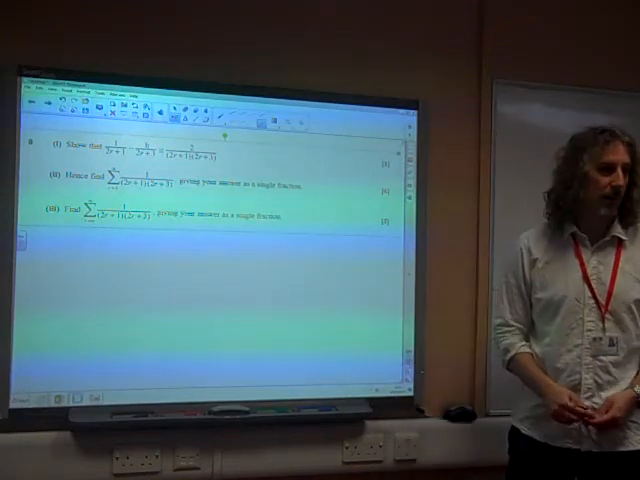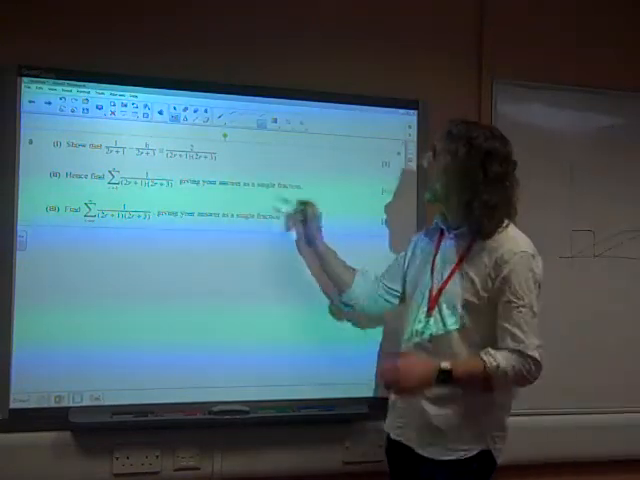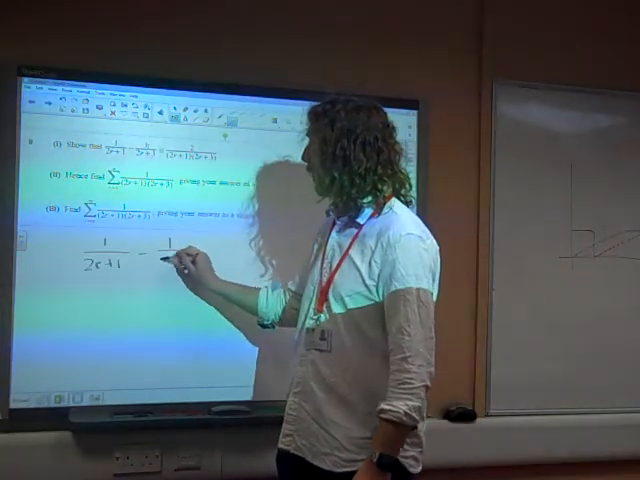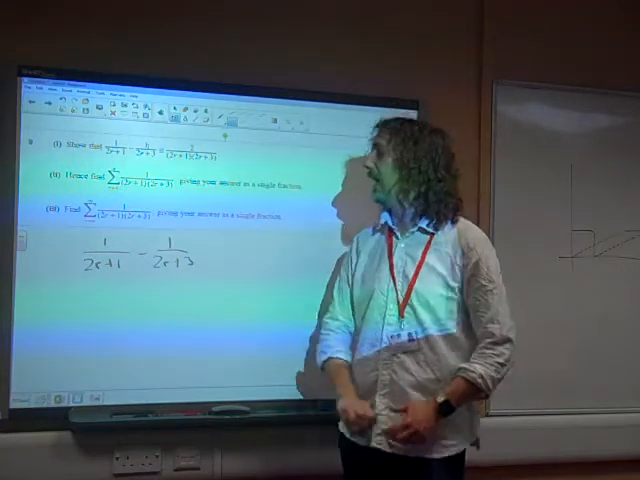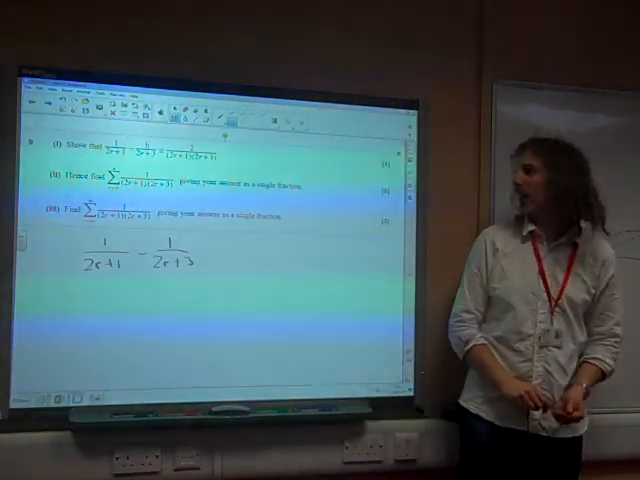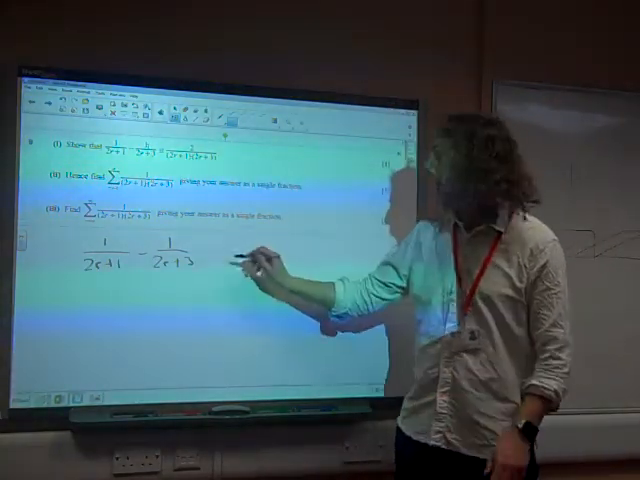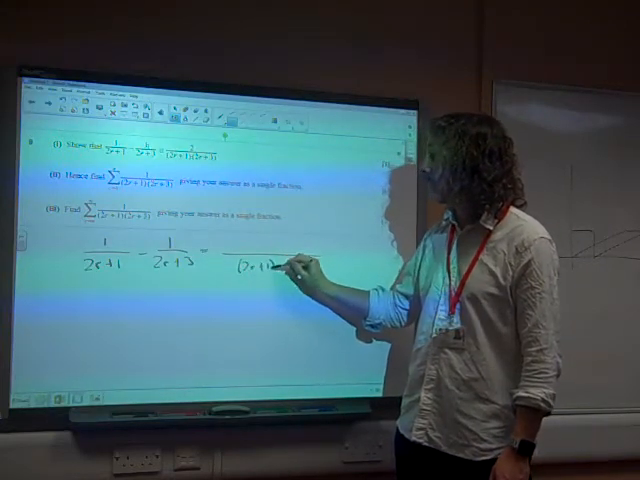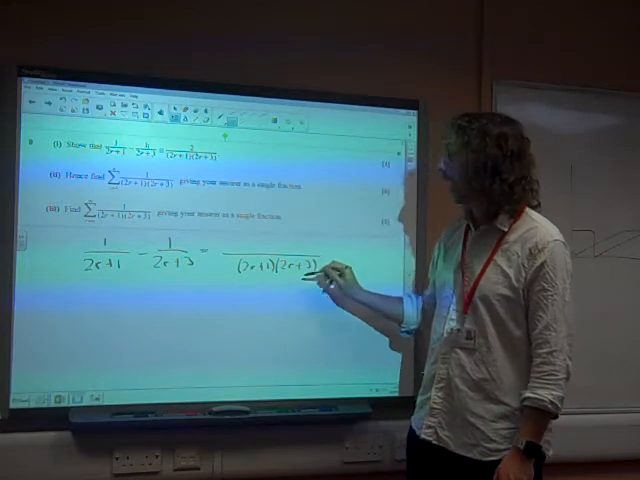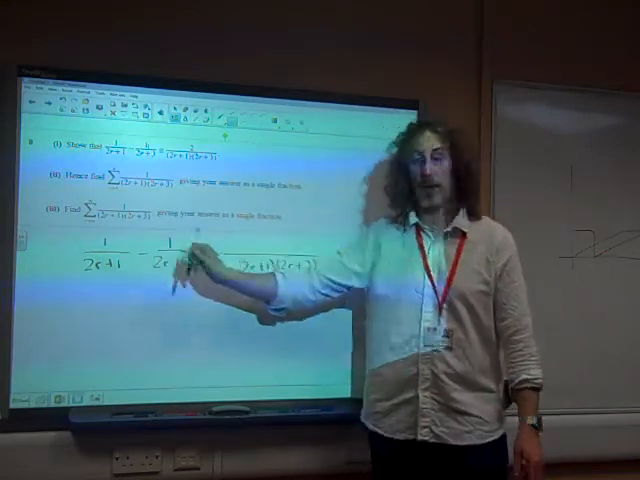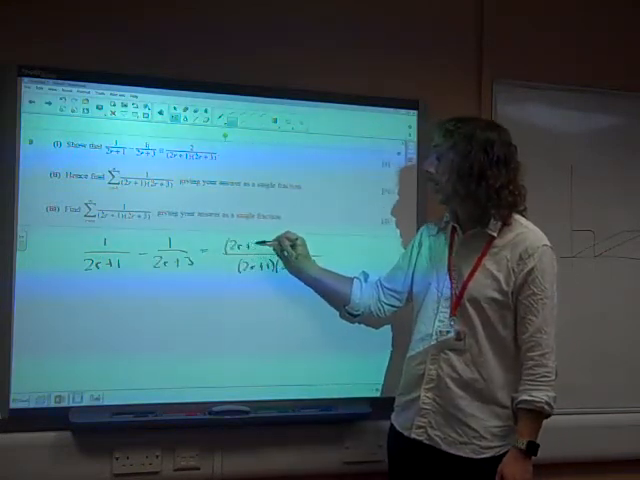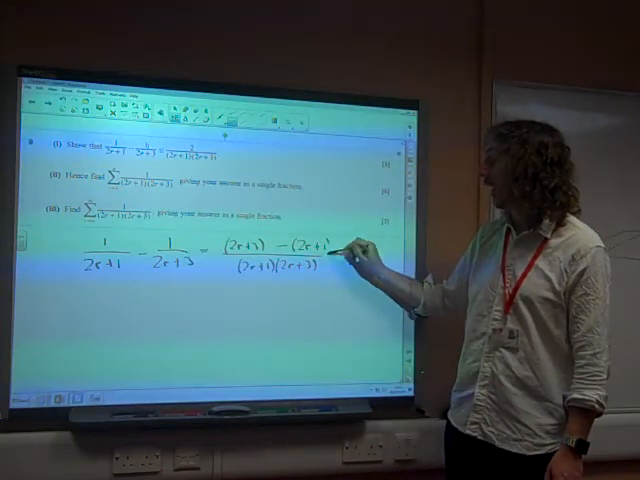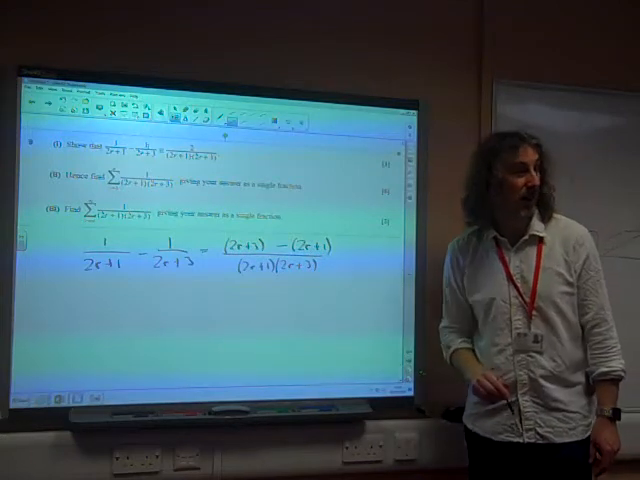Okay, question 8. Show that 1 over 2r plus 1 minus 1 over 2r plus 3 is that expression there. Well, it was 1 mark because there was nothing to it at all. To put it over a common denominator, we're going to do 2r plus 1 times 2r plus 3. That means we've multiplied the first fraction by 2r plus 3. We've multiplied the second fraction by 2r plus 1. There we are, that line gets you your mark.